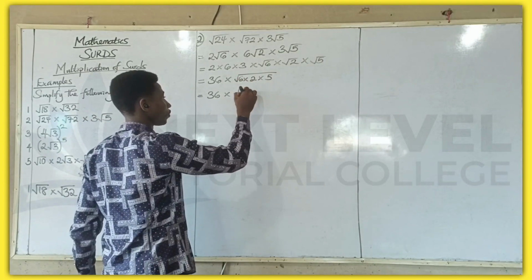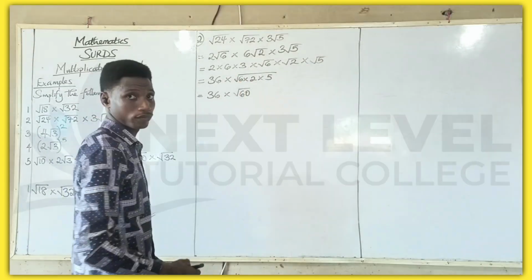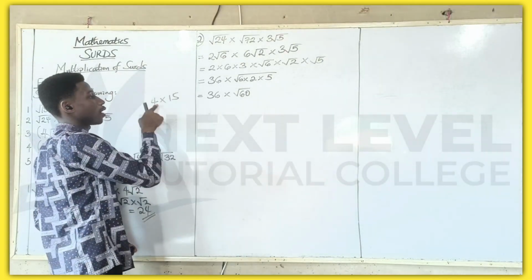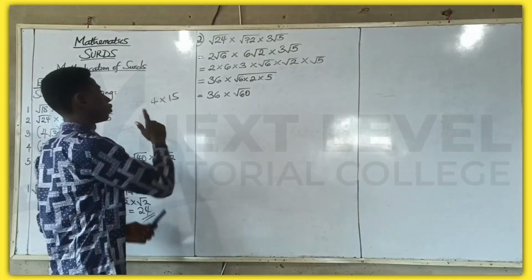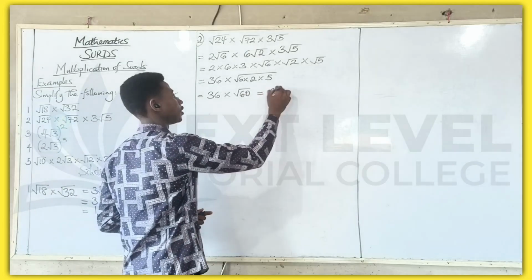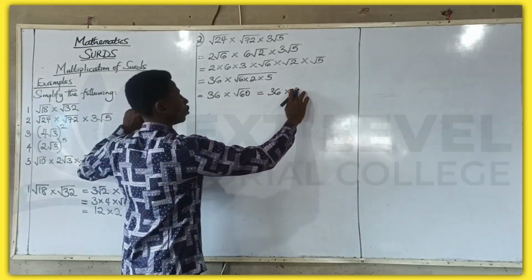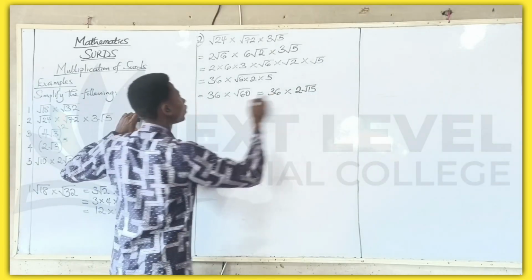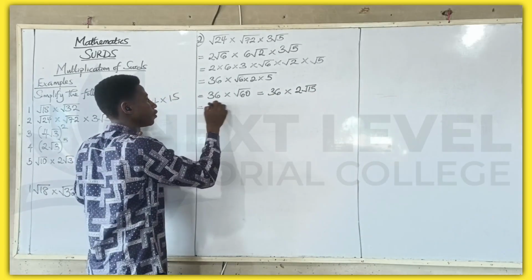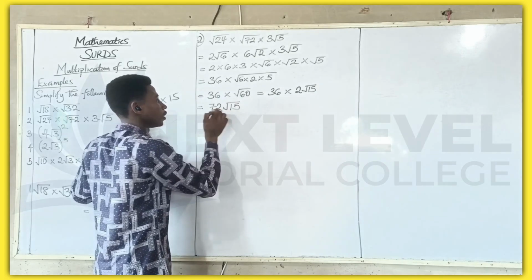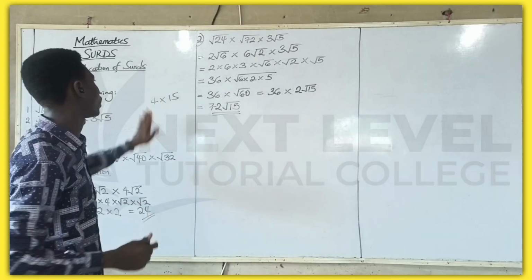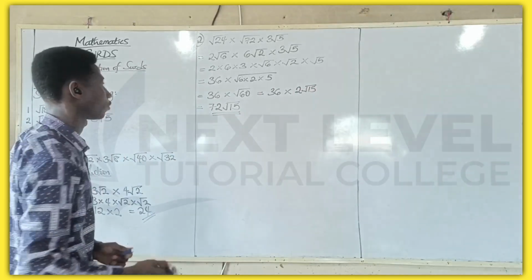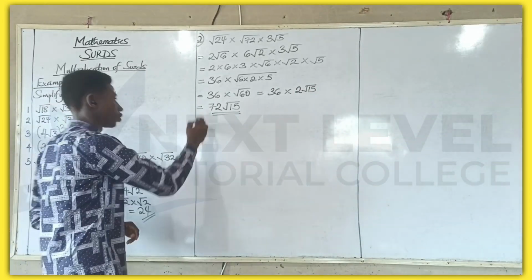So we have 60. 60 can be broken down. There's a factor inside that has a square root. 60 is 4 times 15, and we have 4 having a square root of 2. So that will be equal to 36 times 4. The square root of 4 is 2, SURD 15. So 36 times 2 now will be equal to 72 SURD 15. That is the final answer to that question. Obviously, you cannot simplify SURD 15 to have a number that has a whole number square root.